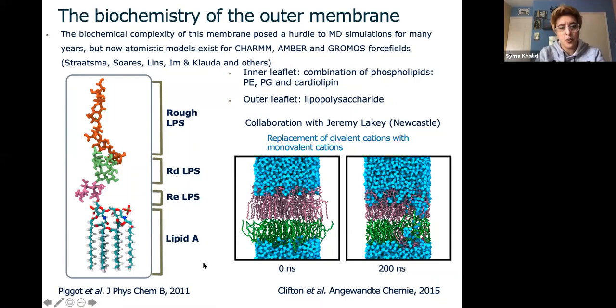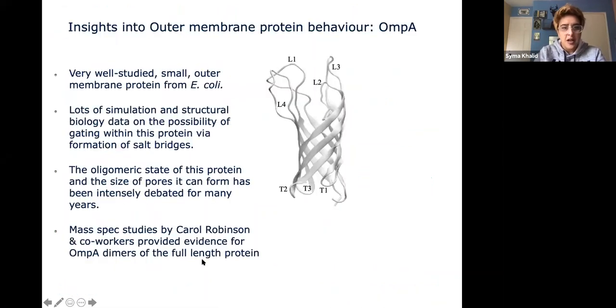Okay, so that was all well and good. One of the first things we did, as I said, is we developed this model. But a model's no good unless you use it to learn some new biology. And so to do that, we turned to our favorite protein, OmpA. This is a very well-studied outer membrane protein. I'd done simulations on this when I was a postdoc. Our chair, Pete Bond, did simulations on this for his PhD, so we knew this protein very well.